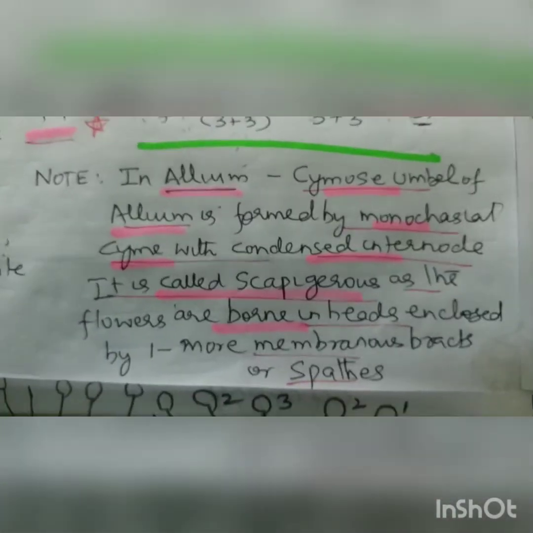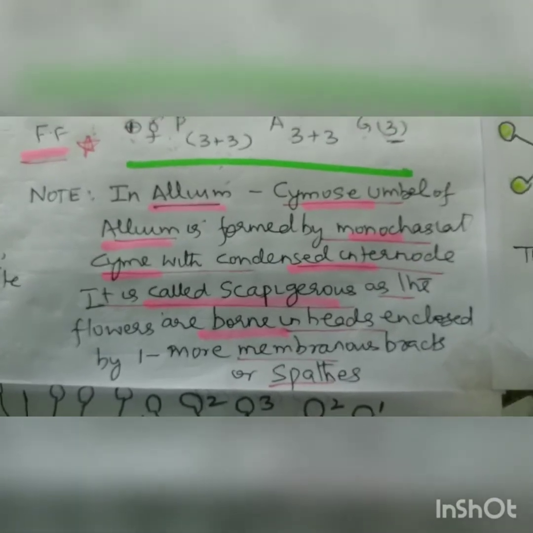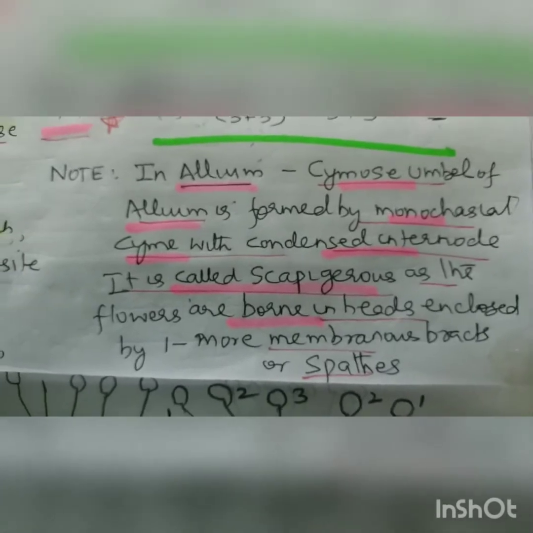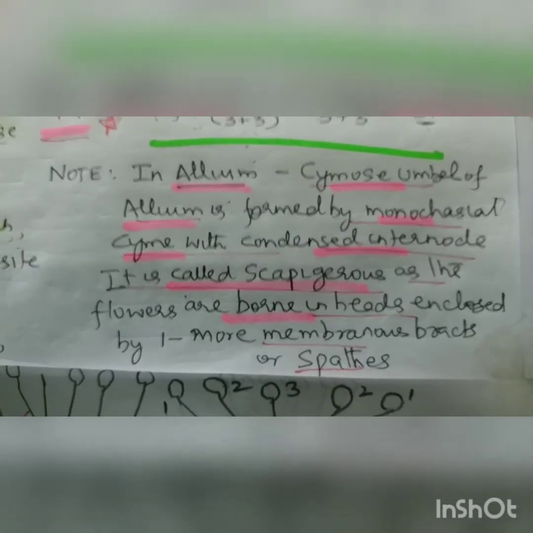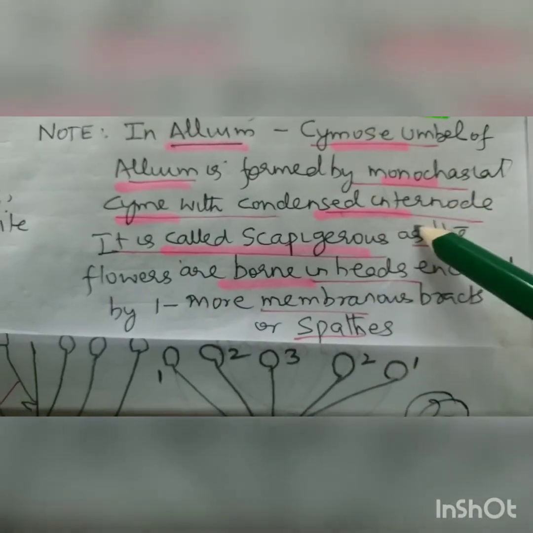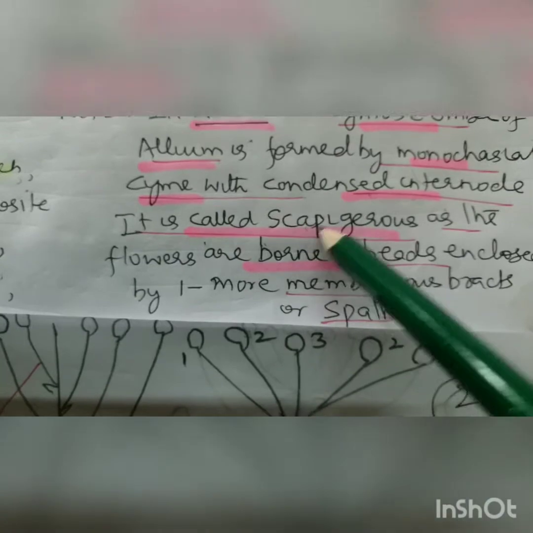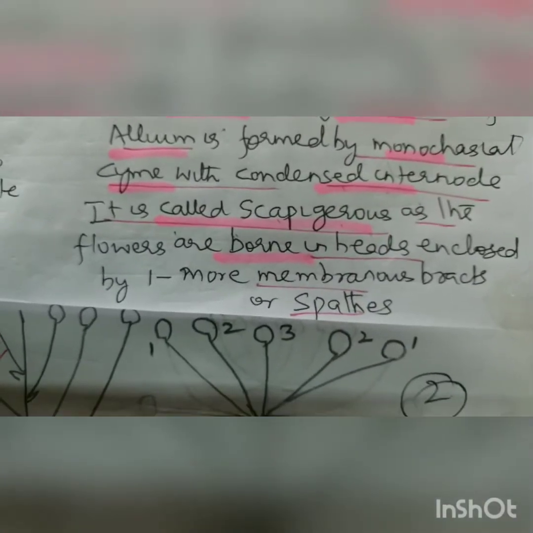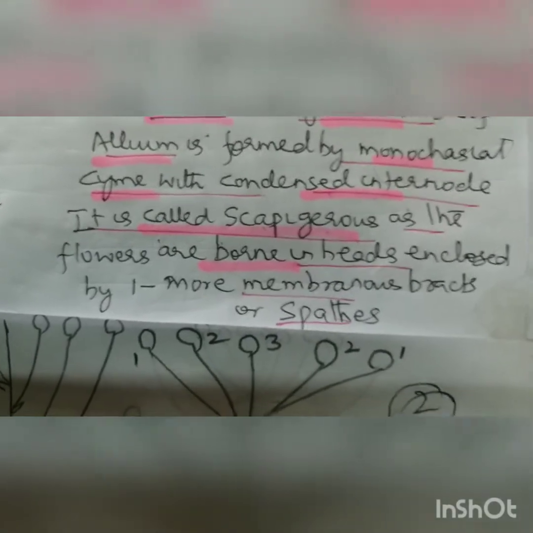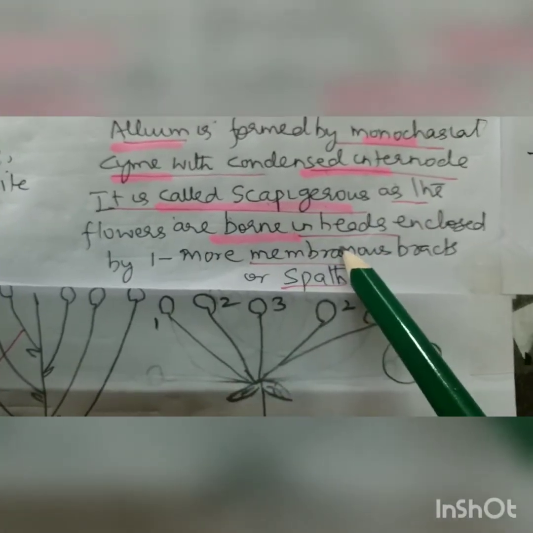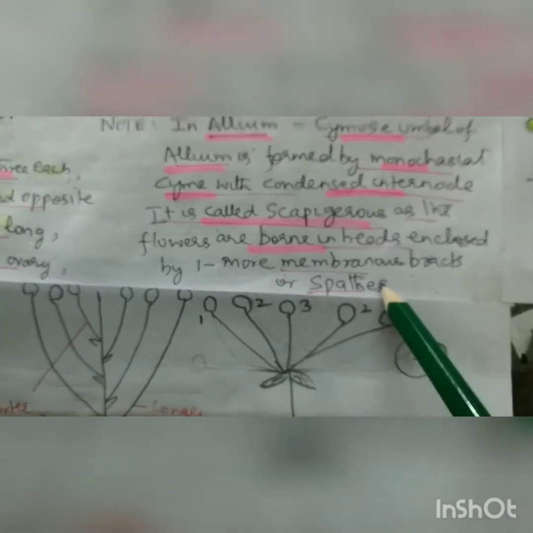Whereas in Allium, which we have not covered in this, but I want to because it is important from the IAS point of view. In Allium, the umbel is formed by a monochasial cyme with condensed internodes, and it is called scapigerous. It is a modified form of monochasial cyme with condensed internodes, and the flowers are borne in heads enclosed by 1 or 2 membranous bracts or spathes.